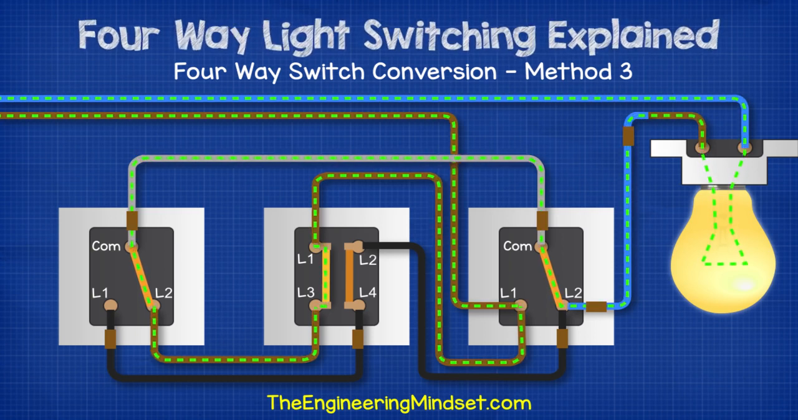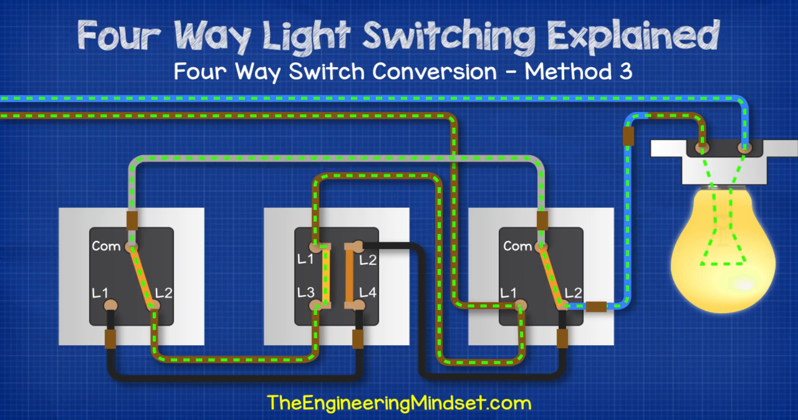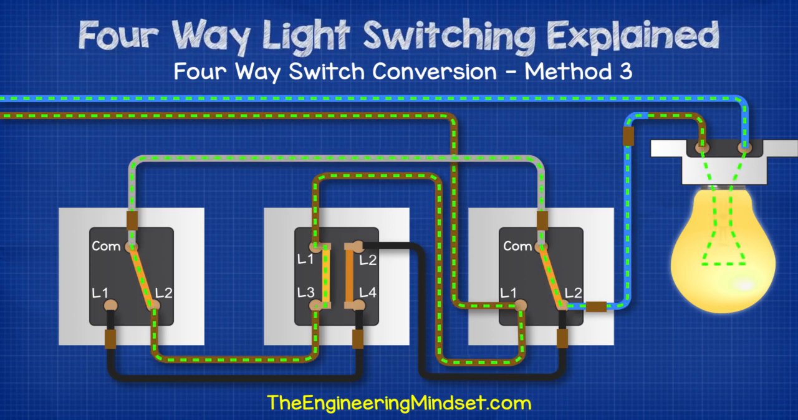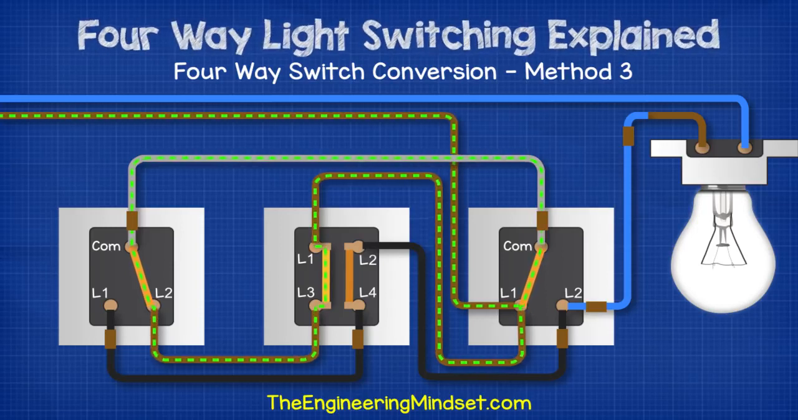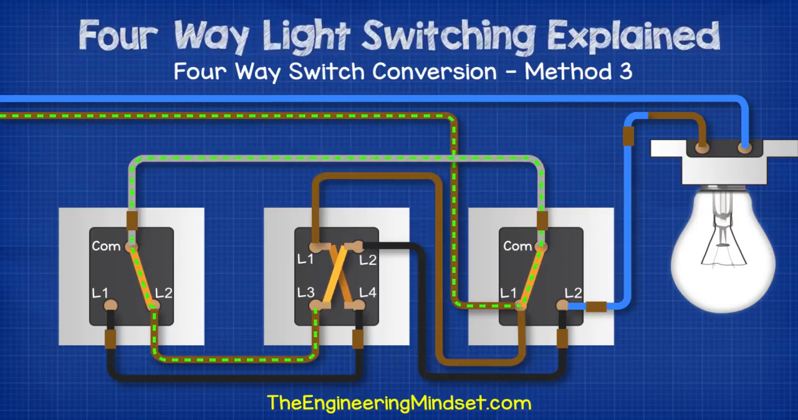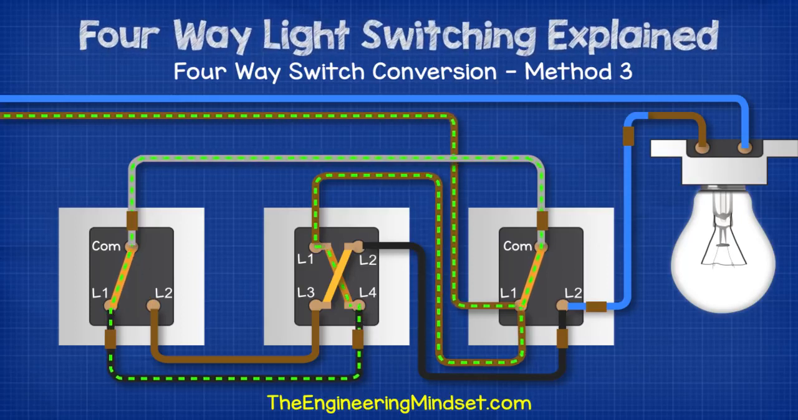When we power this circuit, the circuit is complete, so electricity flows through switch 3, 2 and then 1 and back to 3, where it will then feed the light. If we then flip switch 3, we break the circuit. If we flip switch 2, we make the circuit again. If we flip switch 1, we break the circuit.